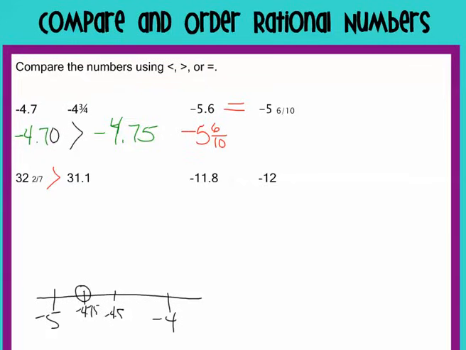And then in the last example, we have negative 11 8/10 compared to negative 12. If we think about this as dollar amounts, this is a debt of $11.80. This second number is a debt of $12. Well, $11.80 is a little closer to zero than $12, so that number on the negative side is going to be larger than negative 12.